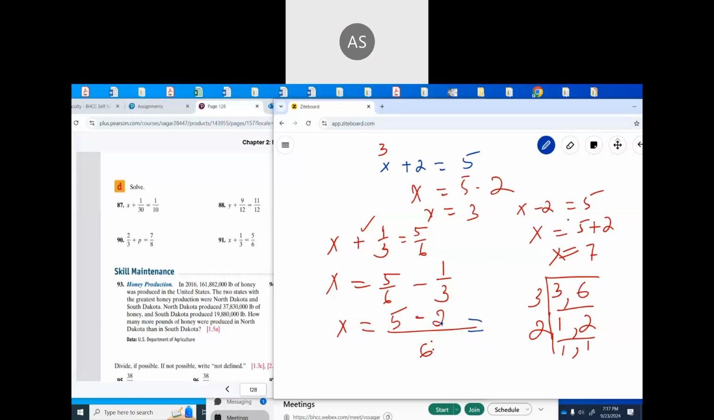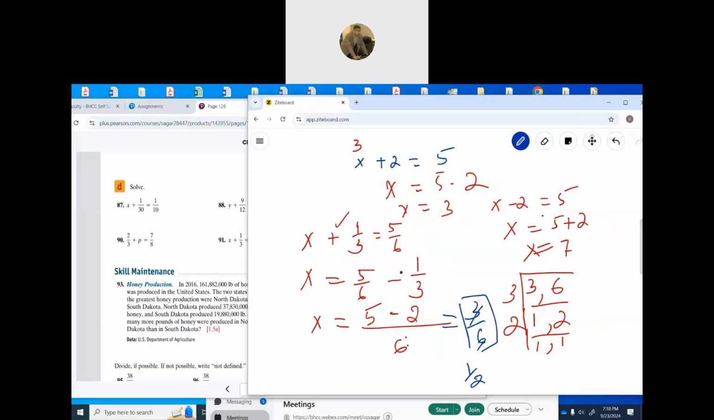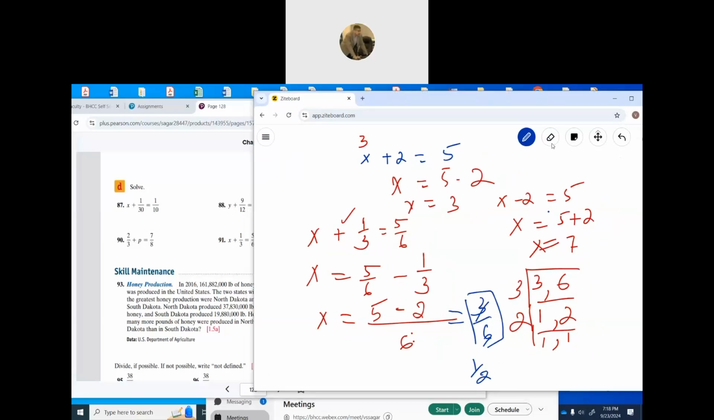Okay, so my x is going to be 5 minus 2, which is 3, 3 over 6, right? Which I can reduce though, 1 over 2, right? So exactly the same thing here. You could move this guy to the other side and take the LCD, and then the same method, okay, 3 over 6, and then you could reduce also, okay.